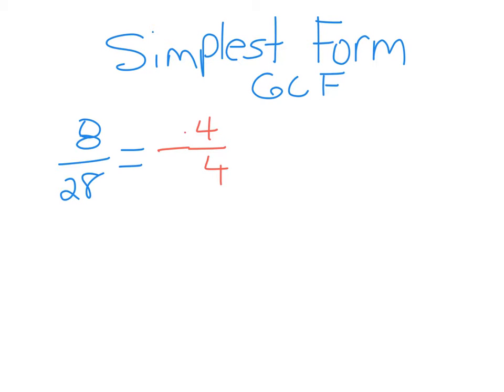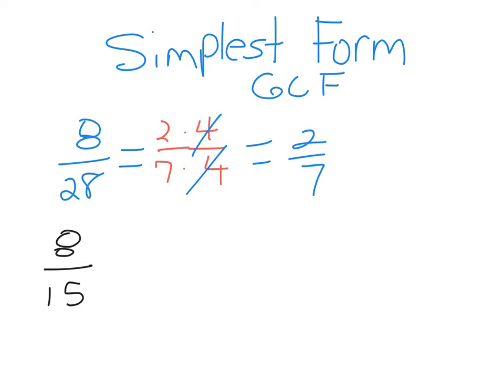So that means 4 times 2 is going to equal 8, and 4 times 7 is going to equal 28. And we can reduce that. So we end up with 2 over 7.